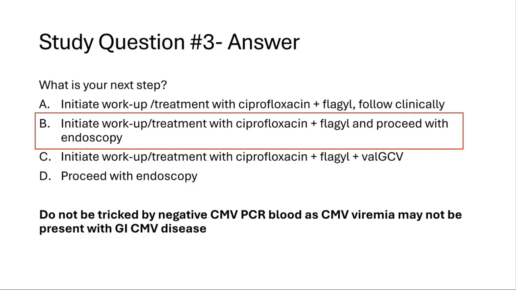Yes. So endoscopy could be upper tract if you have upper GI symptoms, lower tract, lower GI symptoms. But the point to make from this question is do not be tricked by a negative CMV PCR blood. They might test you on this, and remember that CMV viremia may not be present with isolated GI CMV disease. So very, very important to remember.